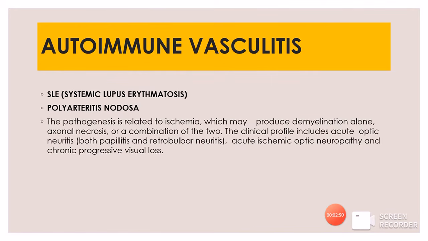Now, as there is a role of autoimmunity, as I explained in the pathophysiology, any kind of autoimmune disease can also lead to demyelination. So it could be systemic lupus erythematosus or polyarteritis nodosa. What happens is that there will be ischemia in these vasculitis cases, which will lead to demyelination, right? And then it can also cause necrosis, so demyelination and axonal necrosis both, right?